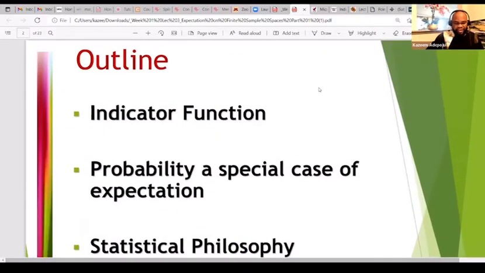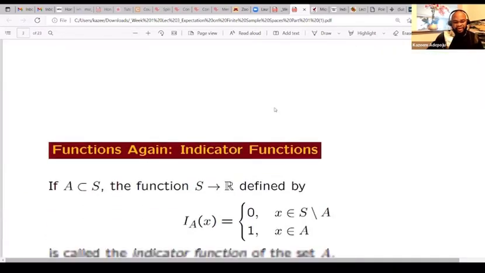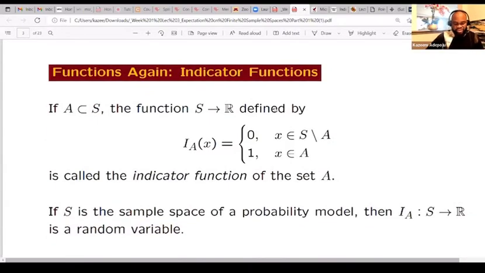Now, the outline today: I'm going to talk about the indicator function, which we also call the characteristic function. Then I'm going to walk you through probability as a special case of expectation. From there, I'll walk you through what we call statistical philosophy. And if we have time, I'll also walk you through the concept of independence and probably give some examples. So let's get started with the indicator function.